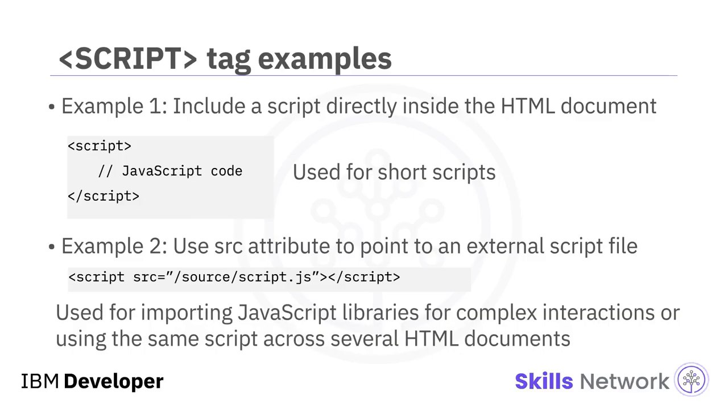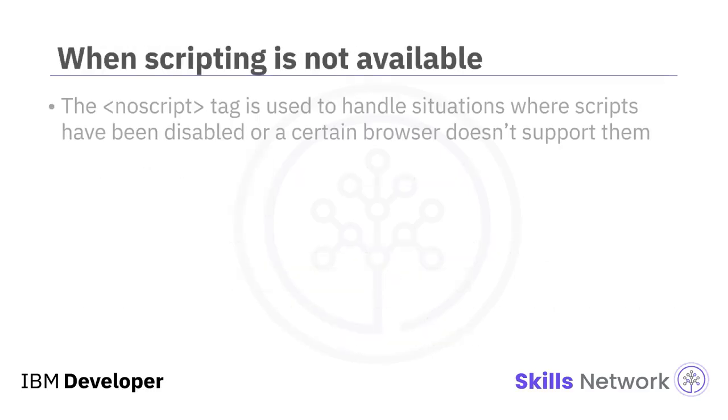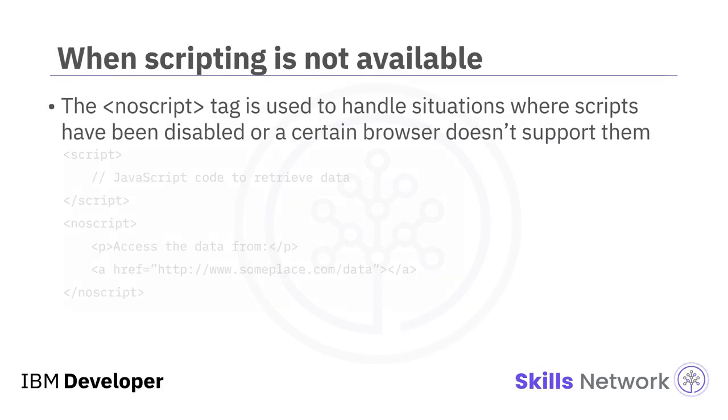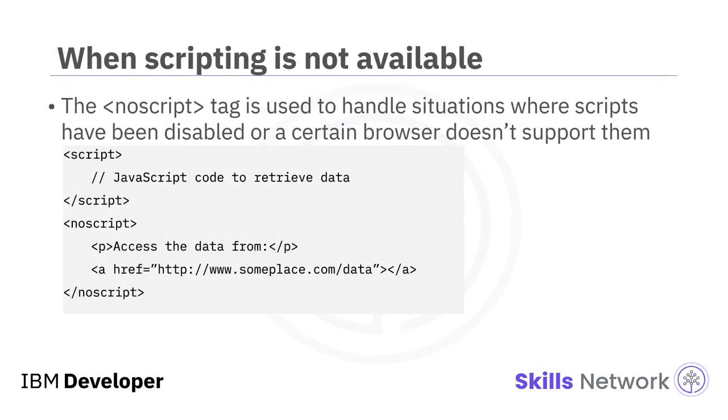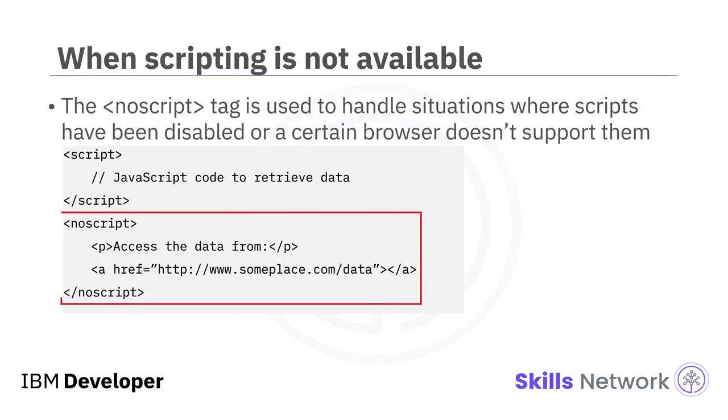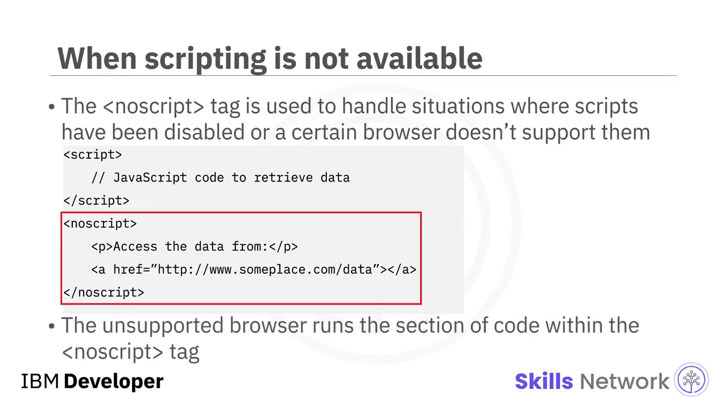This method has several use cases, such as importing JavaScript libraries for complex interactions or using the same script across several HTML documents. Some users who visit your website might disable JavaScript from running, or they might be using a browser that does not support scripting. To allow for these situations, place the content for the alternative path within the noscript tag. If the browser does not support scripting, the browser runs the section of the code that is within the noscript tag.